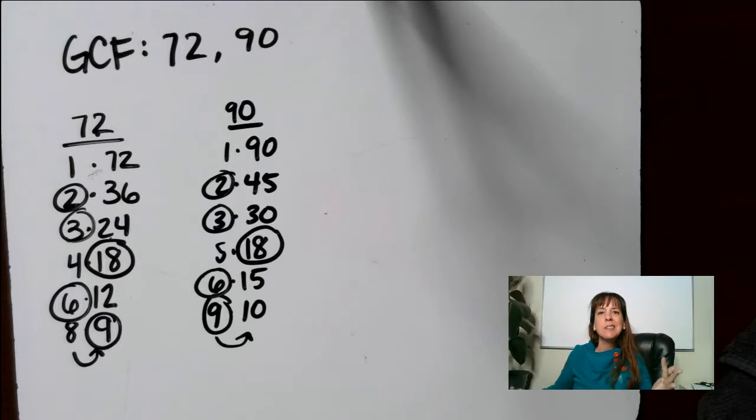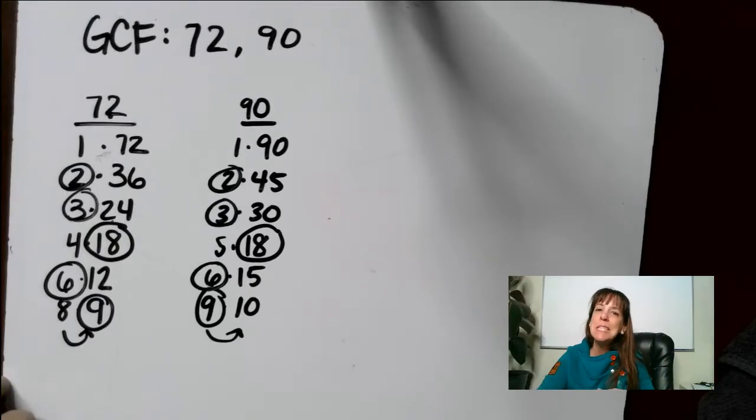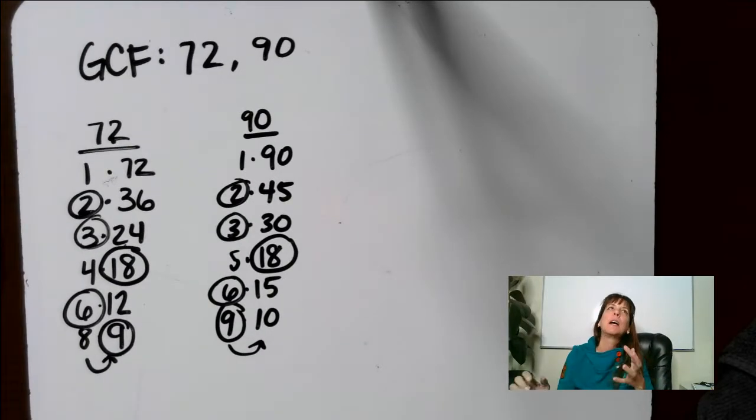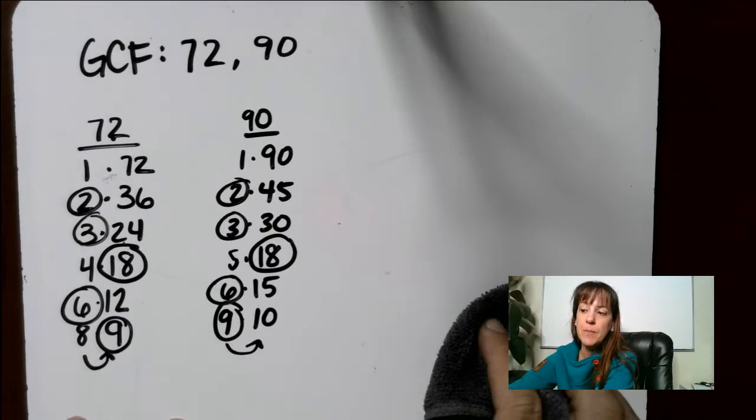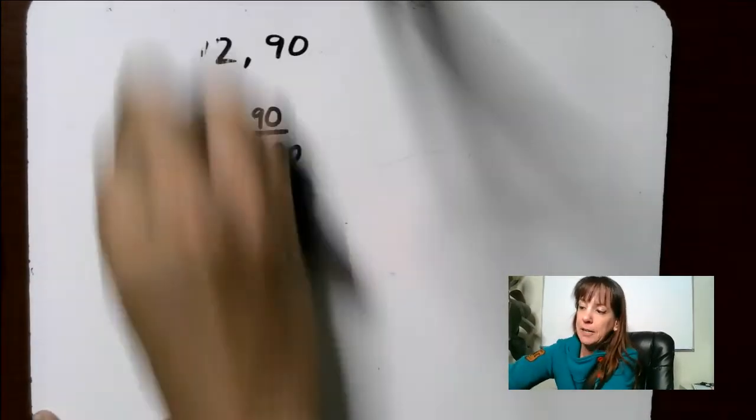So basically you just list out all your factors. This may seem tedious and like you're doing it and you're like, oh my gosh, this is so repetitive. Guys, it's going to be really helpful when you get into algebra to know all your factors.